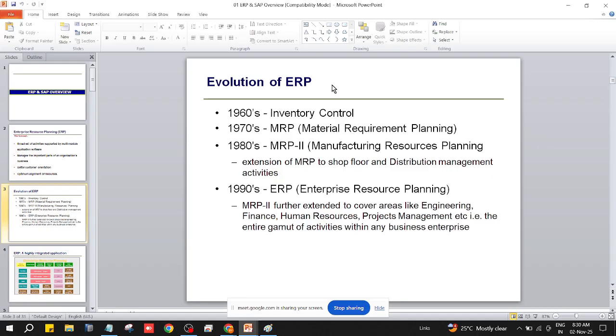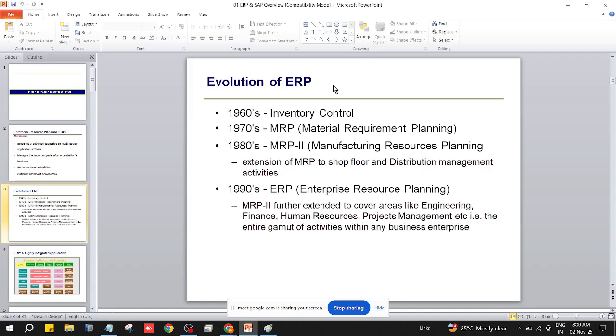Actually, how did this ERP concept evolve and come into existence? Initially it was in the 1960s, 70s, 80s, 90s. Very simple. Initially, it was only the inventory concept. Inventory means only plant-specific, only the storage of data. The focus was on inventory. At one level, MRP came. MRP stands for Material Requirements Planning. Only planning for the materials which are required.